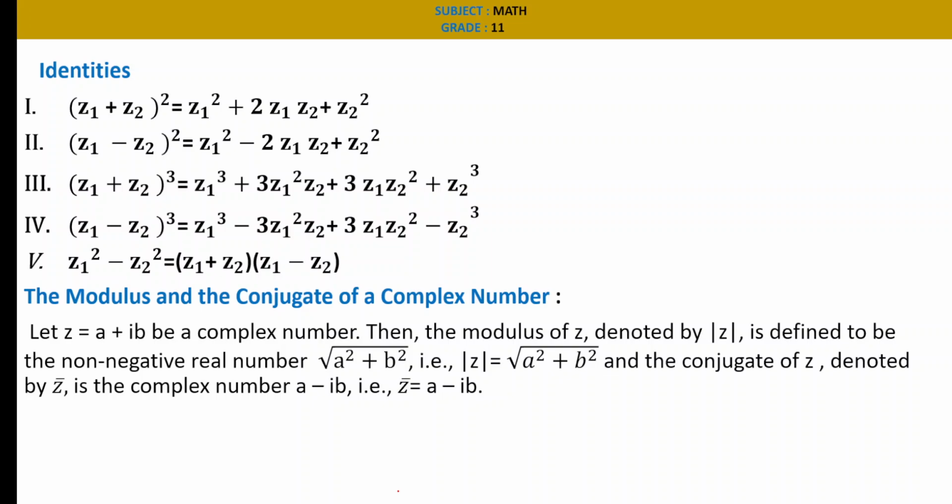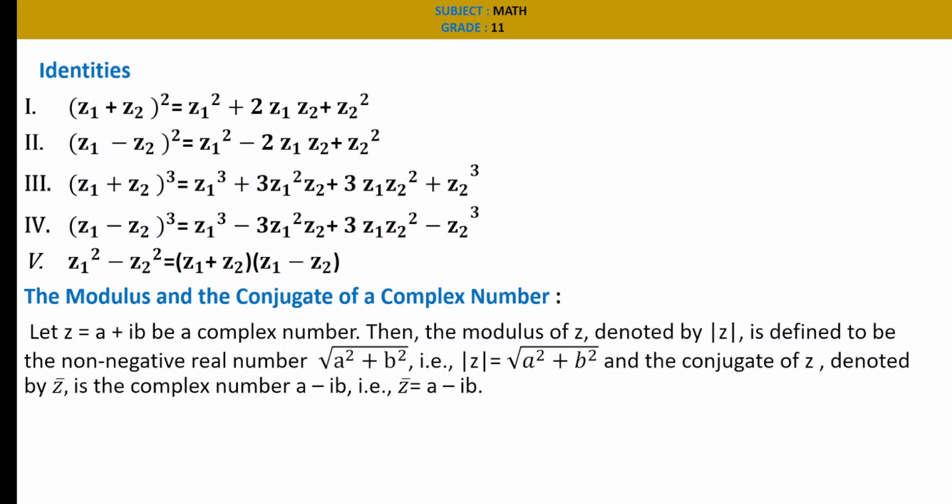Let Z equals A plus IB be a complex number. Then the modulus of Z is denoted like this, with two vertical bars. That is, the modulus of Z is defined to be a non-negative real number, which is the square root of A square plus B square. That is, modulus of Z equals the square root of A square plus B square.